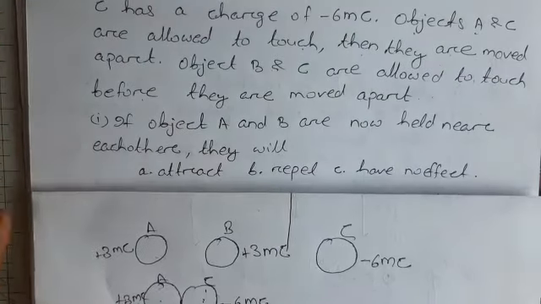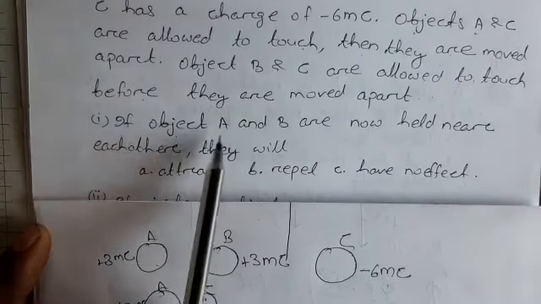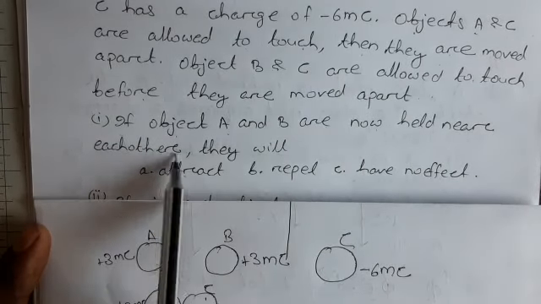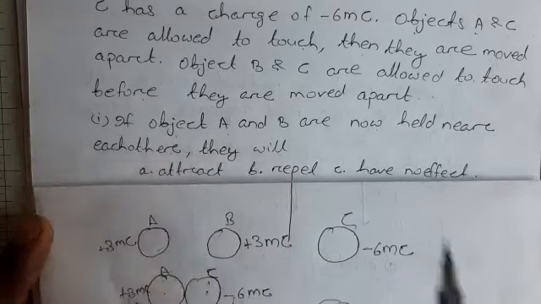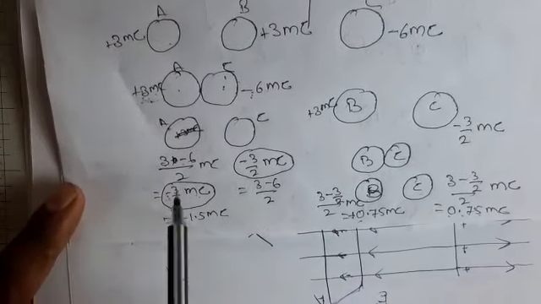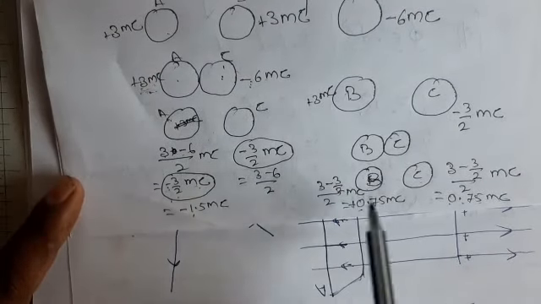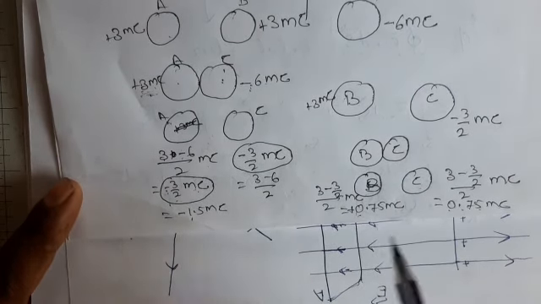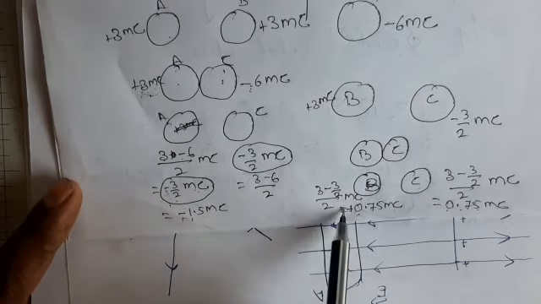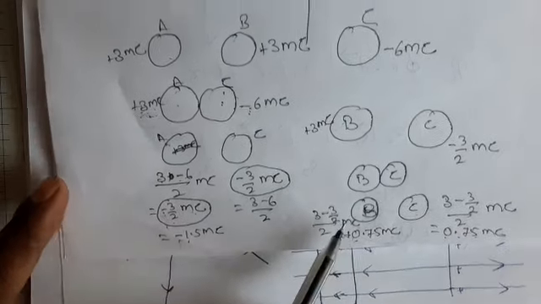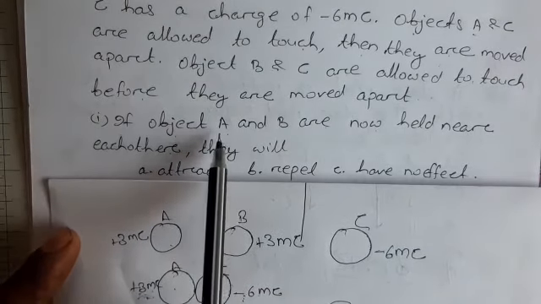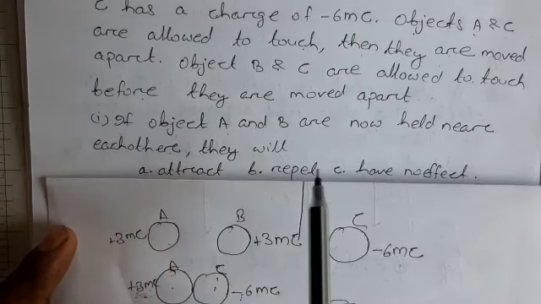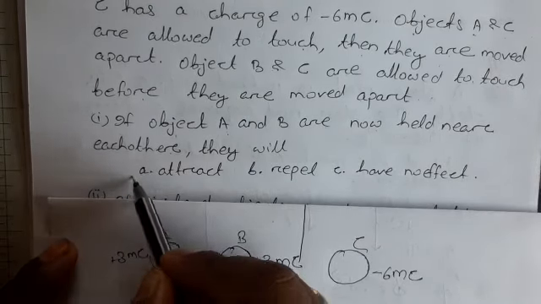Now going towards the question. If objects A and B are now held near each other, they will? Now see, object A has negative charge, object B has positive charge. They will attract or repel? You tell me. Unlike charges attract each other. So objects A and B held near each other will attract.